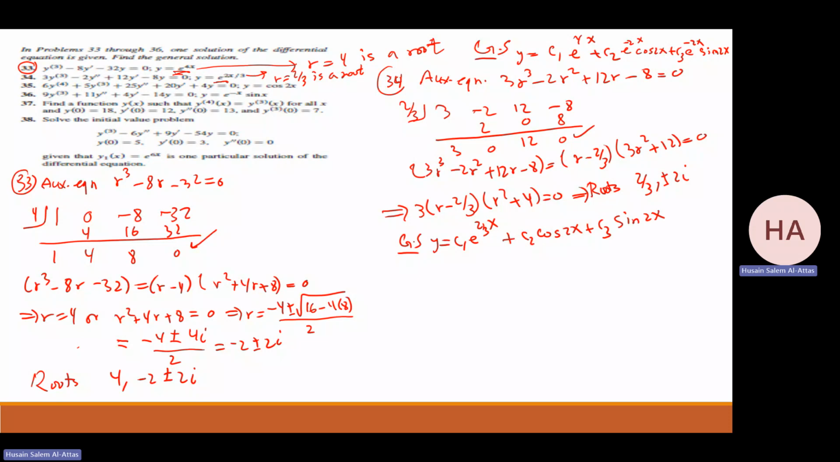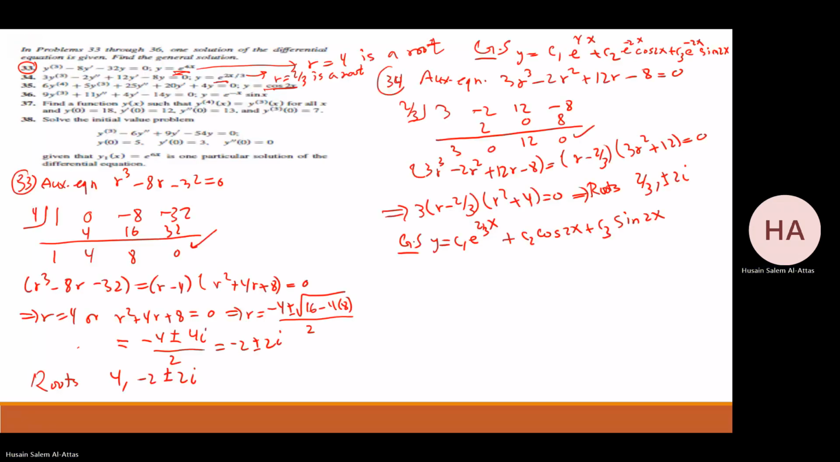Yeah. 35 gave me cosine 2x is a root. It's a tricky one. Now 35 equation was a differential equation. 6. Okay. Plus 5 plus 25.